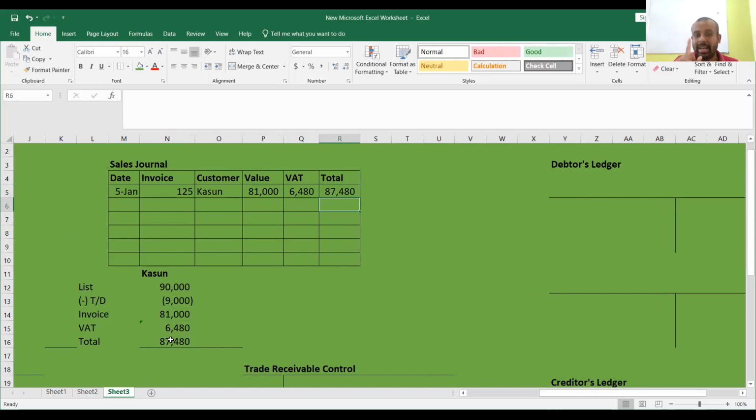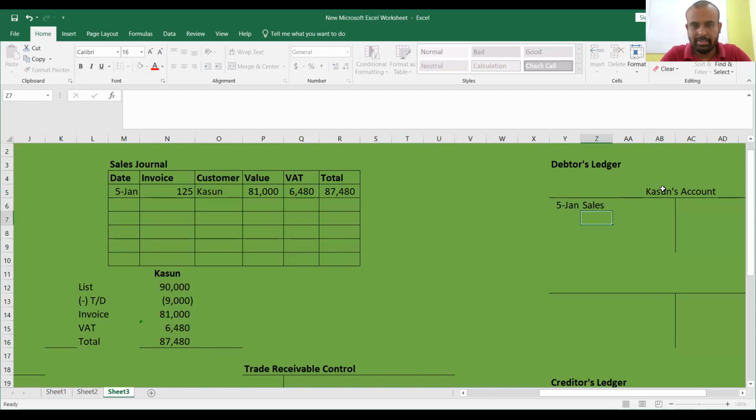Hari. We need to do one more thing, but that is soon after you update the journal, if you maintain the individual ledger account, that you must update. Individual ledger accounts need to be updated soon after you record them in the journal. In Kasun's ledger account, you need to record how much this particular sales. And on 5th January, saying sales, you record 81,000, and from him you charge the VAT of 6,480.